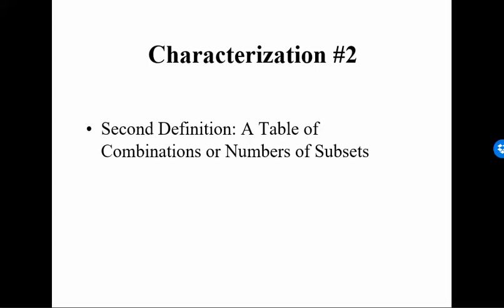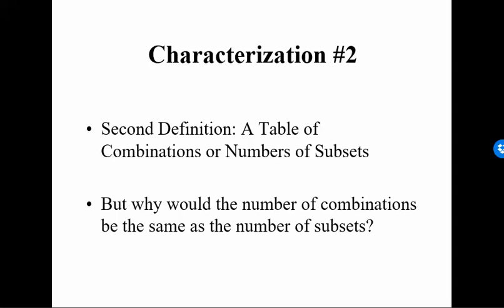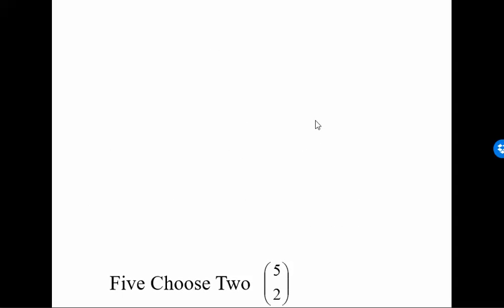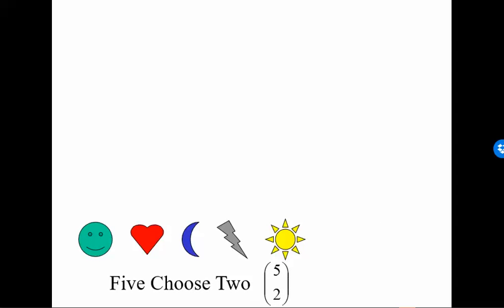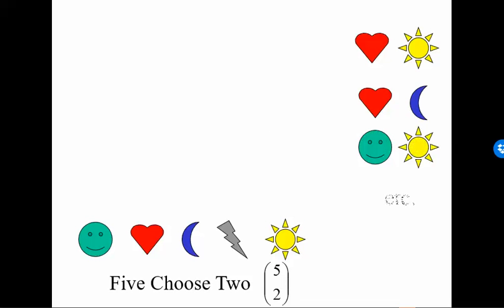So what's the second characterization? The second definition of Pascal's triangle is that it is a table of combinations or numbers of subsets. Now, what do we mean by this? Let's take a look at what we mean by 5 choose 2. This is a notation for 5 choose 2. So we have 5 objects: a smiley face, a heart, a moon, a lightning bolt, and a star. And I want to pick 2 from here. Well, there's a pair, and so on. And the question is, how many ways can I do this?